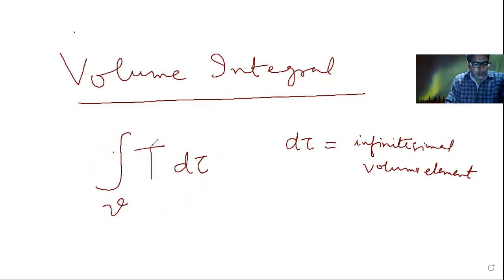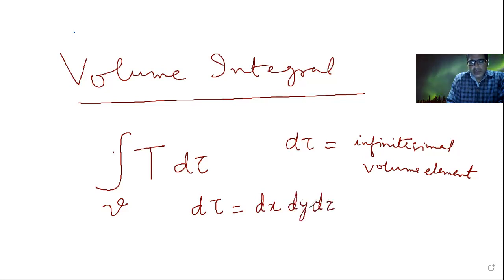T is some scalar field. D tau is an infinitesimal volume element, and we integrate this thing over some volume nu. So this is our volume integral. Now d tau can be written as dx dy dz. So it can be written as the product of these three things, dx, dy, and dz.